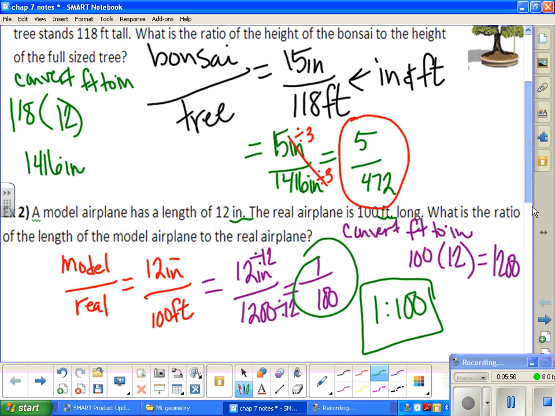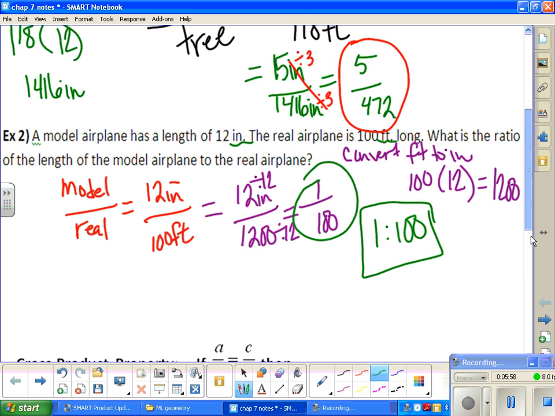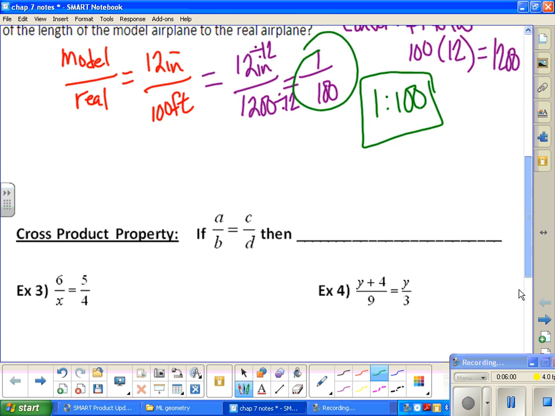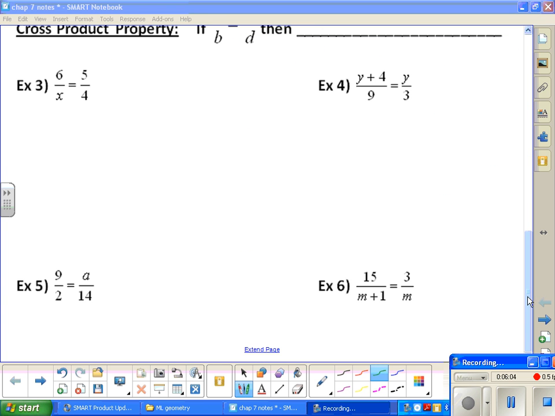Okay. The next thing we're going to do is cross product. This is from when you were in algebra.